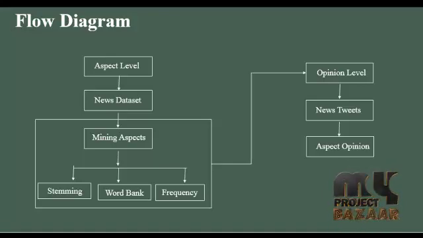Then comes the opinion level. After finding these results, we go to the opinion level. In the opinion level, we use the news tweets dataset. We collected the Twitter dataset based on the news we used in the document dataset. The news tweets dataset contains many tweets by different kinds of users. Based on those tweets, we find the opinion based on the words which we mined as aspects. The similarity between the aspects and the opinions is checked, and the final output is produced.